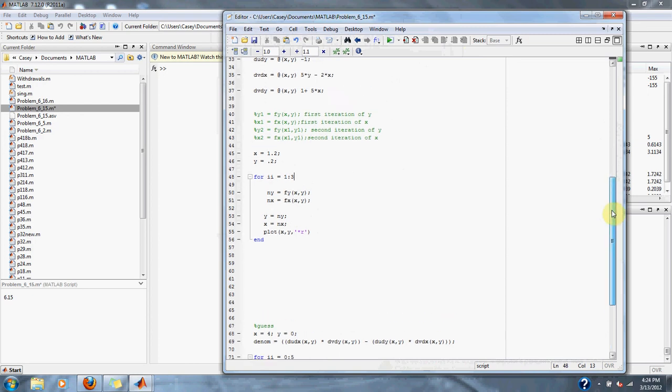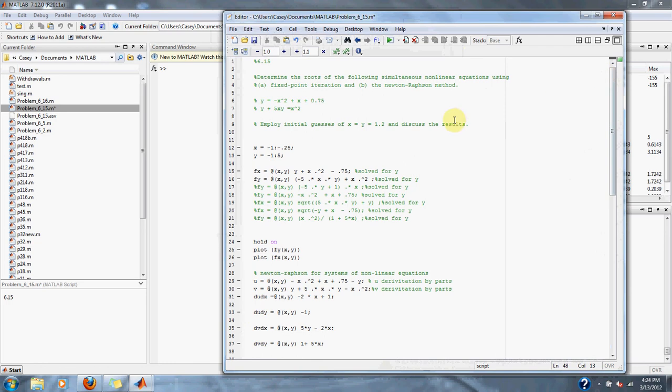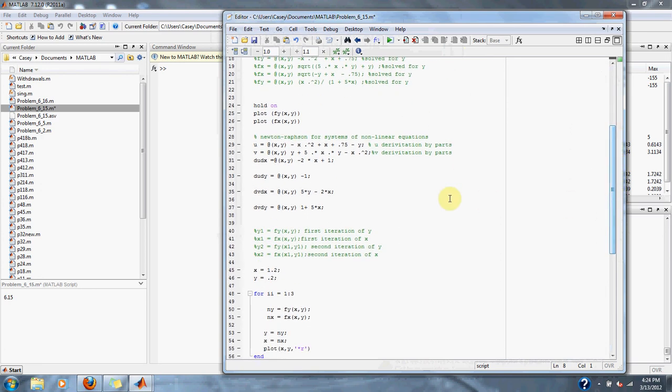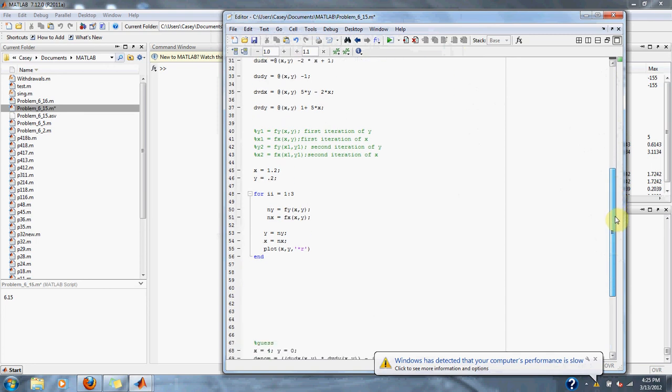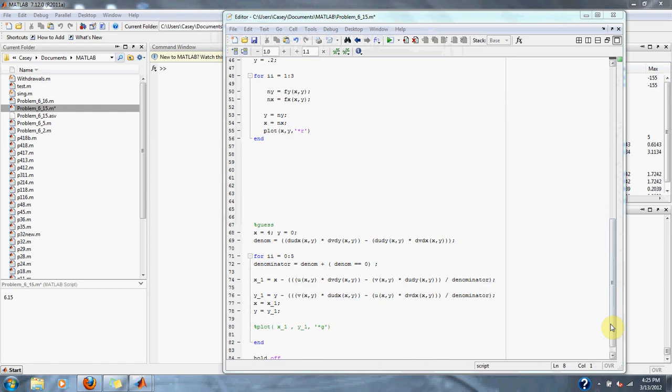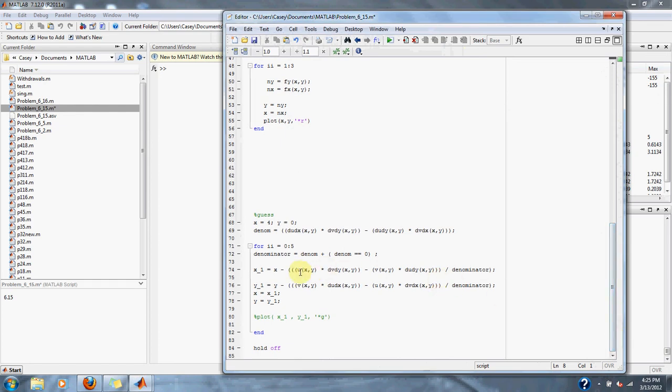For the second part of the problem, we will try to use the Newton-Raphson method for a simultaneous nonlinear equation. So we're using the same two equations. And here we employ our Newton-Raphson method for the system of nonlinear equations. Here's our u equation and our v equation, and then our derivation by parts is down below. So then after we take the derivatives, we simply put them into our Newton-Raphson equations down here.